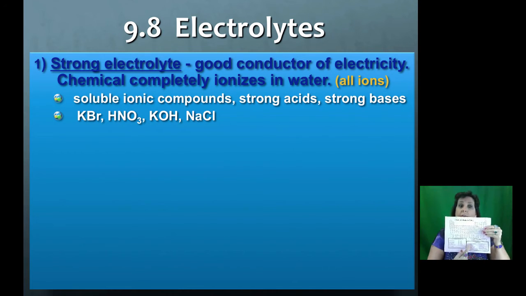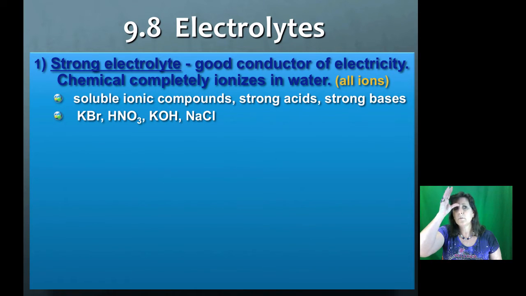Anything on the soluble side. So soluble ionic compounds, strong acids, and strong bases are strong electrolytes. Some examples: potassium bromide, nitric acid, potassium hydroxide, sodium chloride. They're all soluble ionic compounds or strong acids or bases. So completely soluble, all ions, strong electrolytes, good conductors of electricity with all those ions in the solution.